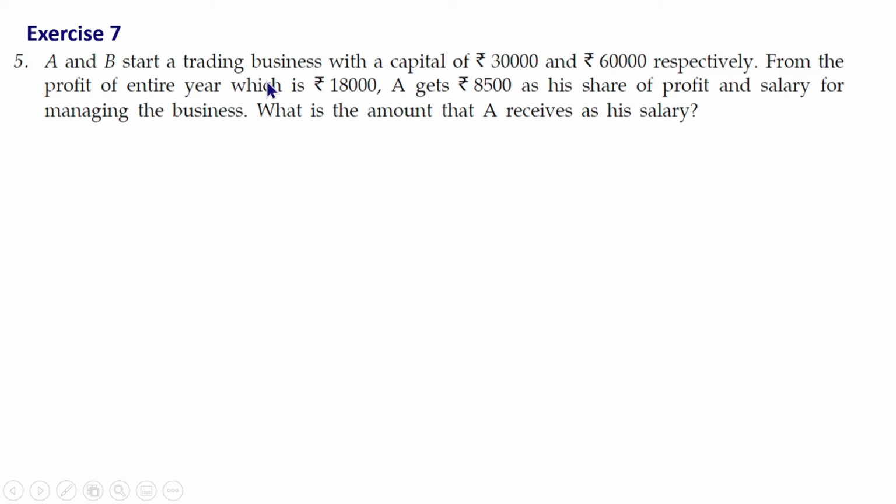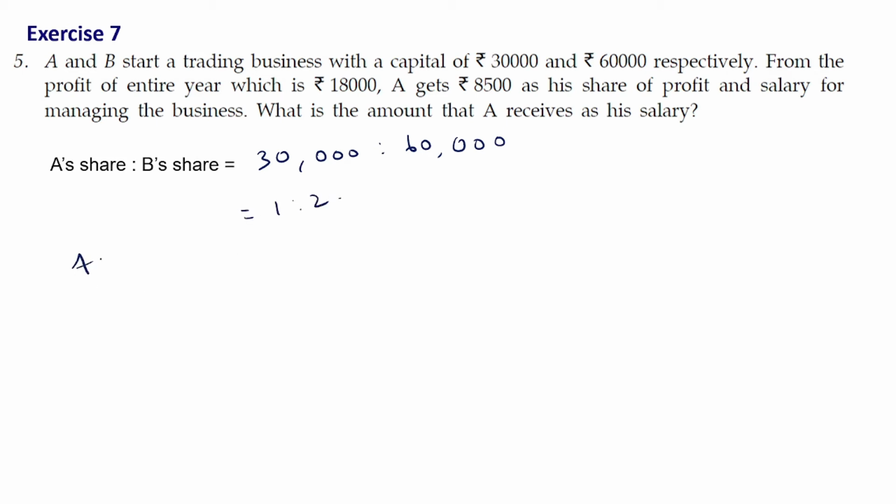So here we can see that A and B start a business with this much amount of capital respectively, and from the profit of the entire year, which is given as rupees 18,000, A gets 8,500 rupees as profit and salary. We need to find the salary received by A. Now A's share is to B's share. It is calculated as 30,000 is to 60,000 since both the partners invest for equal time period, or this is equal to 1:2.